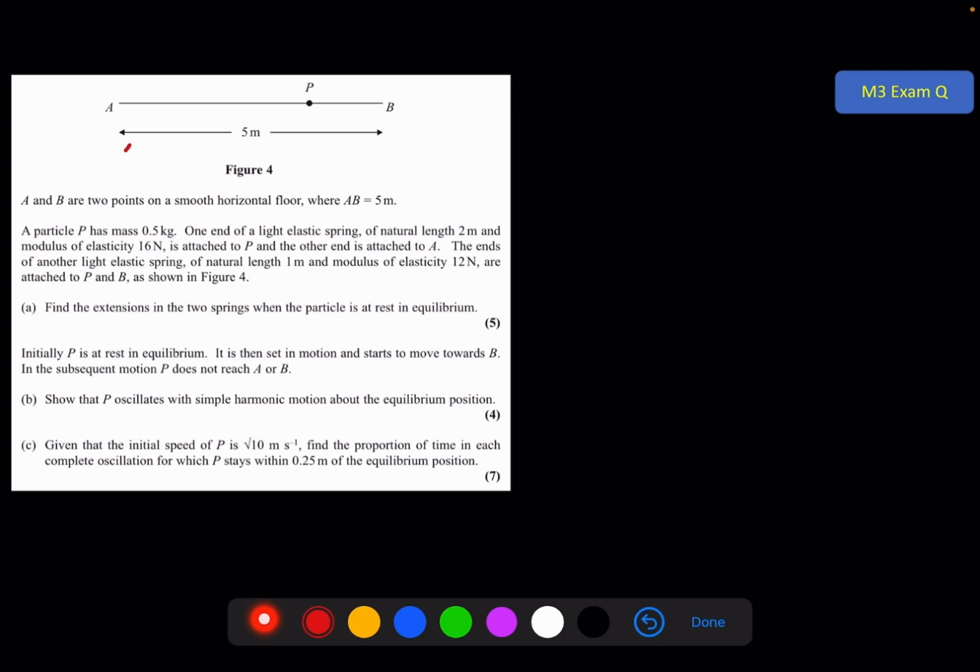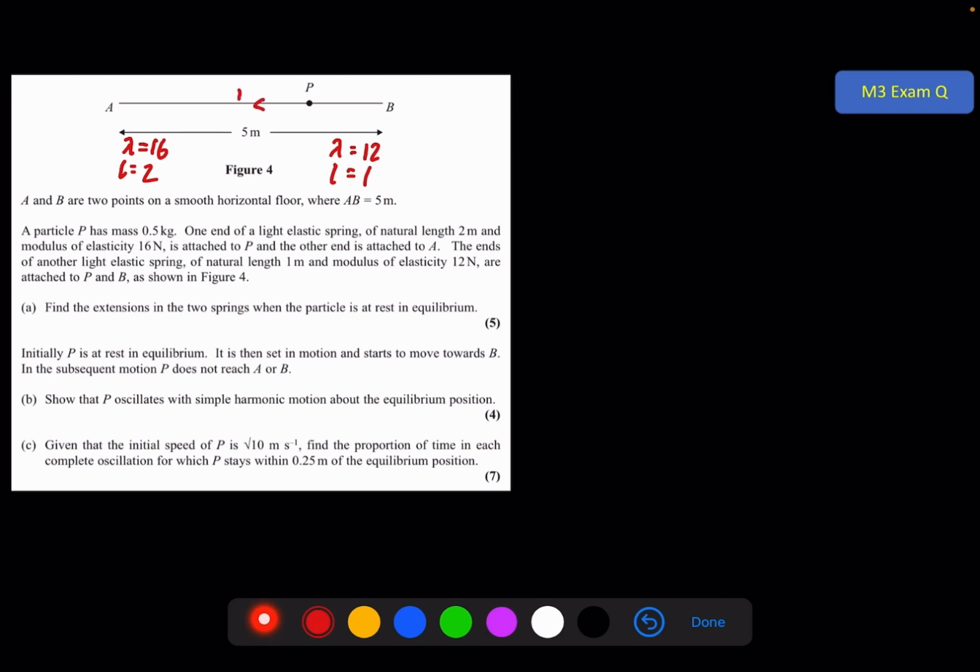So over here we've got lambda is equal to 16 and L is equal to 2, and over here lambda is equal to 12 and L is equal to 1. We can see straight away that they are stretched already because 5 meters does not equal 2 plus 1. So we've got 2 meters of extension in here. And part A is asking us to find those extensions when the particle is at rest in equilibrium.